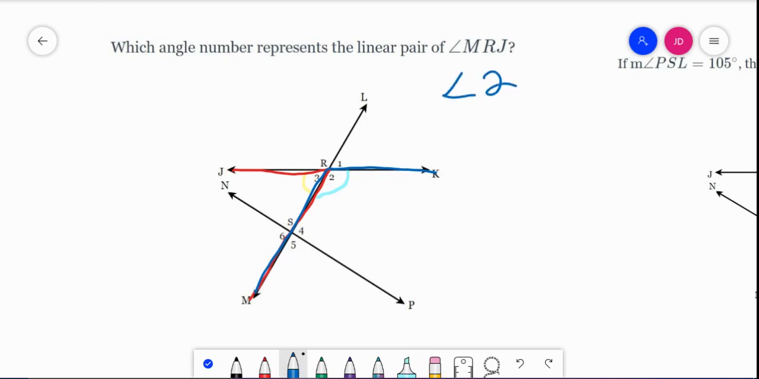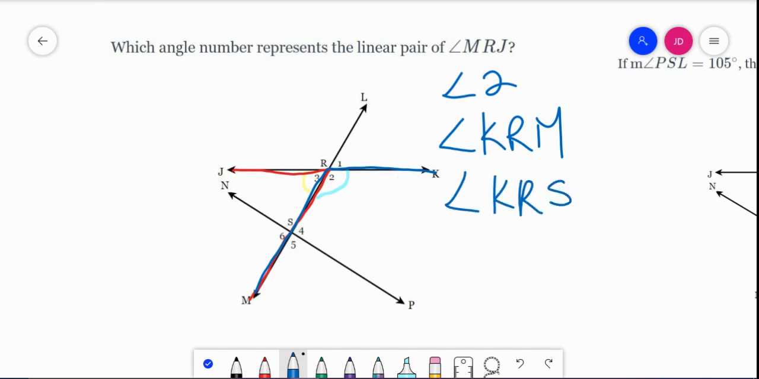And there's different ways you can label that too. You could label it KRM, right? Or you could actually label it KRS, since that's another point. So there's different ways you can label these angles depending on how far the line segment goes.